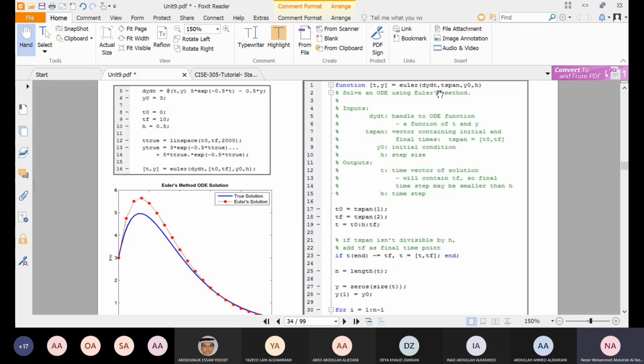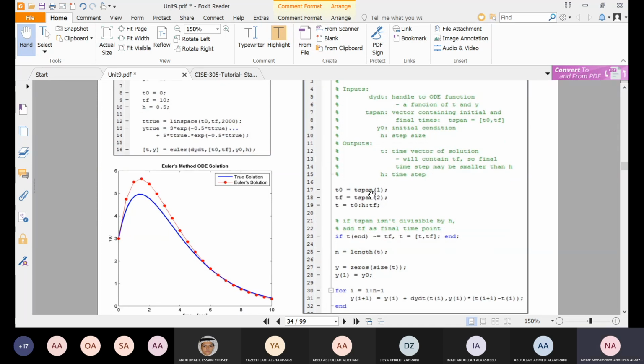dy/dt, just the function. T-span, just the interval that you have. Okay, so here we have y0, which is the initial value of y. Here is the step size h. So all these four points are the input for the system. We have only one output, y, or two outputs, y and t.